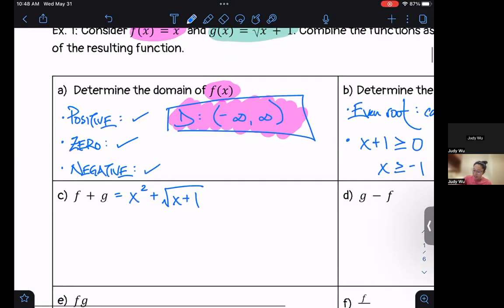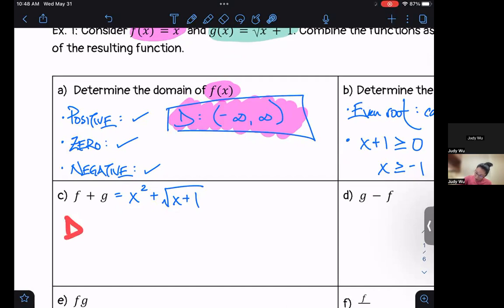Now this is an x squared, this is inside of a square root, so I cannot combine that anymore. So even though it looks kind of weird, x squared plus the square root of x plus 1 is our function when we add them together. Now that's the first part of our answer.